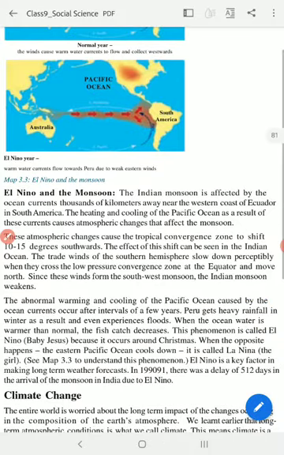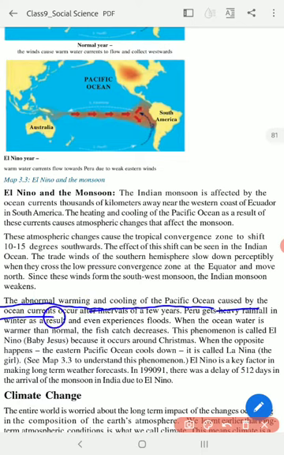I'll just read through the abnormal. See here, the abnormal warming and cooling of the Pacific Ocean caused by ocean currents occur after intervals of a few years. So it takes so many years of time actually. So here what is affected: Peru gets heavy rainfall in the winter as a result and experiences floods.